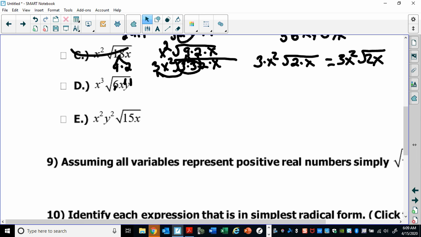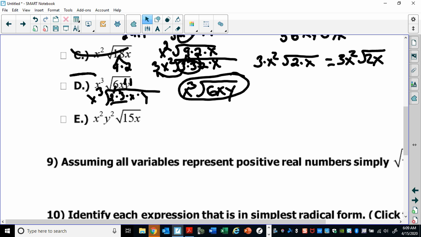We can break down 6 though. So let's break that down. Remember, it's an even number, so 2 times 3 times x times y. Now, what we have here is the broken down 6, which is 2 times 3. So let's see, is there a group of 2? I don't see that 2 repeats, and I don't see that 3 repeats, and x doesn't repeat, and y doesn't repeat. So the most simplest form of this is to go ahead and multiply 2 times 3, and it's going to be x cubed times the square root of 6xy. So could we break this down? No, we could not. So that's an answer.